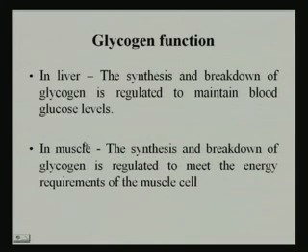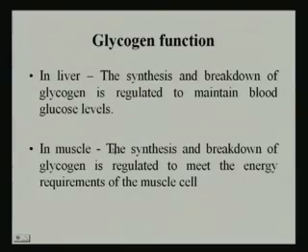Now, here in the liver, as I have told you, the synthesis and breakdown of glycogen is regulated to maintain the blood glucose level, and in muscle, the synthesis and breakdown of glycogen is regulated to meet the energy requirement of the muscle cell. That means glycogen is playing a significant role to supply glucose in different parts of the cell. Glucose in the form of glycogen is stored in the liver cell or muscle, and it is released, and glucose gives energy to the muscle.